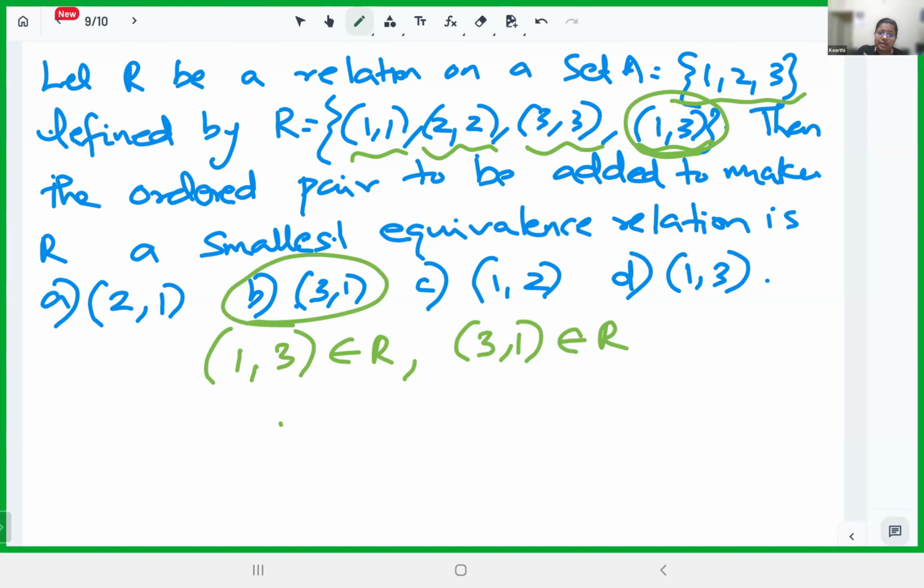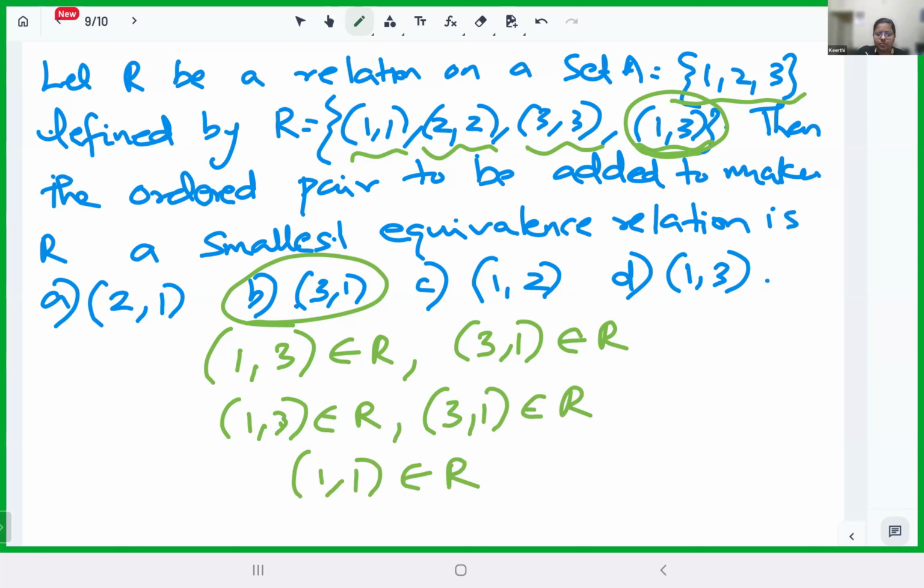Now, what about the transitive condition? If (1,3) belongs to R and now I am adding the ordered pair (3,1), so (3,1) is also an element of R, then we should get (1,1) belongs to R, right? Then only it will become transitive. Whether (1,1) belongs to R or not, (1,1) is already an element of R.